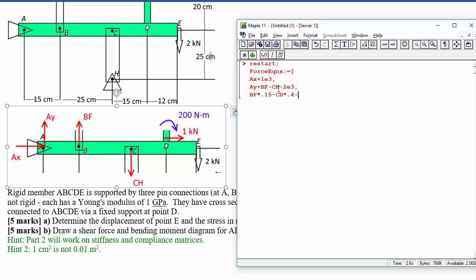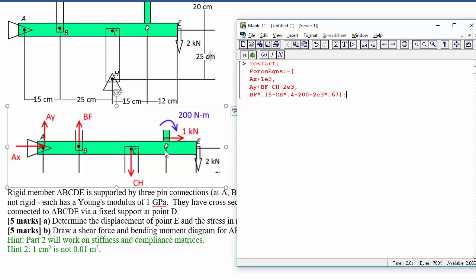And then we've got a minus 200. That's just going in the clockwise direction, that pure moment. And then minus 2E3 times the total distance, which would be 0.4 plus 0.15 is 0.55, and another 0.12 is 0.67.